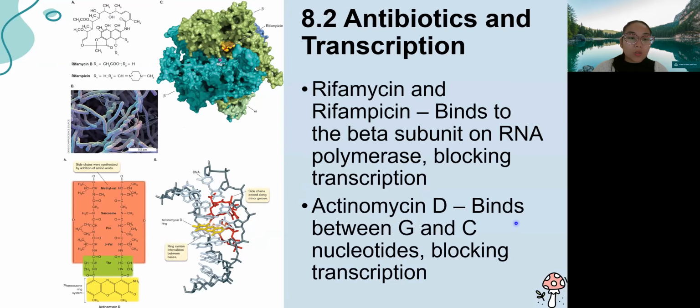Actinomycin D also does the same thing, but it does it in a different way. It actually binds to the nucleotides of the DNA itself. It binds in between the G's and the C's. And then because it's stuck there, when the RNA polymerase tries to come through, there's like a giant roadblock basically. Okay.